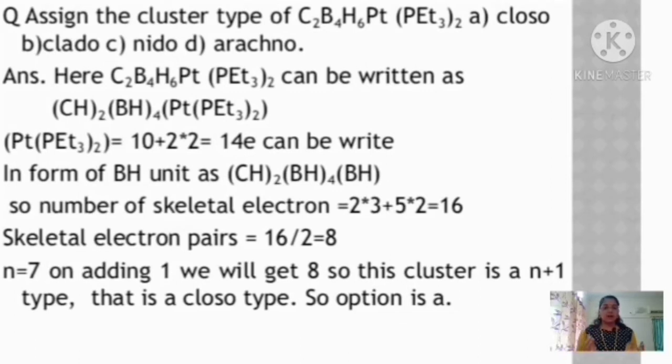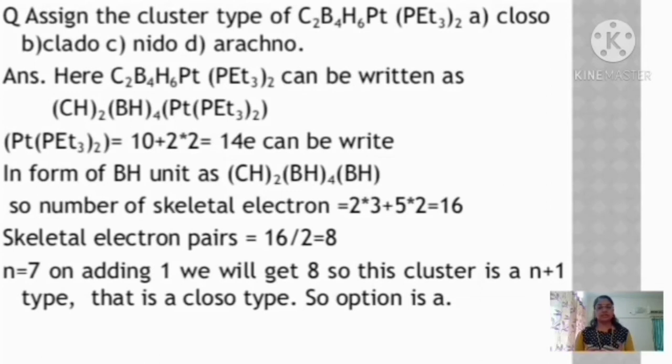After getting this, we have to split it in terms of CH unit and BH unit according to Wade's rule to find the skeletal number of electrons. So it can be split as (CH) whole twice and (BH) whole 5. Each CH unit provides 3 electrons for the skeletal structure, and each BH unit provides 2 electrons. So the number of skeletal electrons will be 2 into 3 plus 5 into 2. So 2 into 3 is equal to 6, plus 5 into 2, that is 10. So 16 will be the number of skeletal electrons.